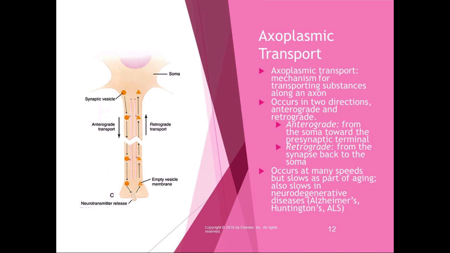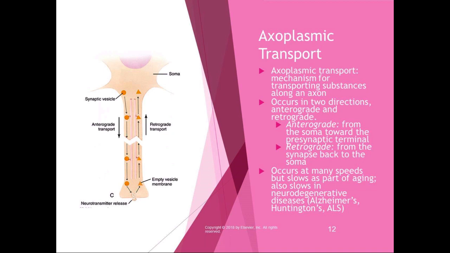Axoplasmic transport occurs at many speeds, but it slows as part of aging. It also slows in neurodegenerative diseases like Alzheimer's, Huntington's, and amyotrophic lateral sclerosis, ALS, which is also known as Lou Gehrig's disease. My analogy for axoplasmic transport is that it's like a handle tow at a ski area.